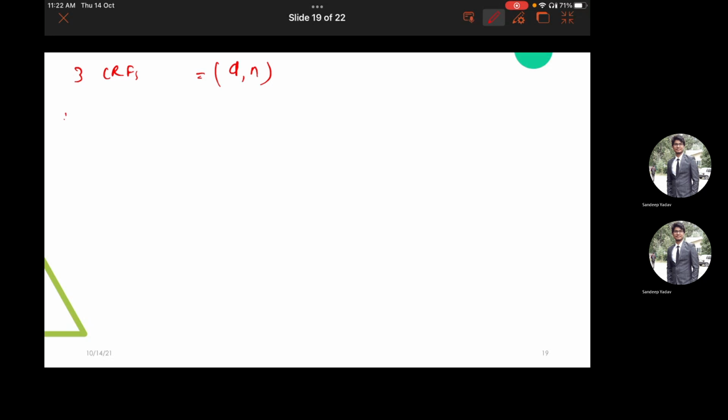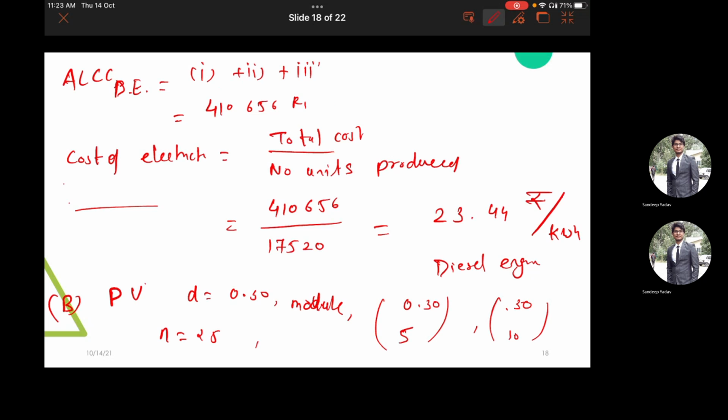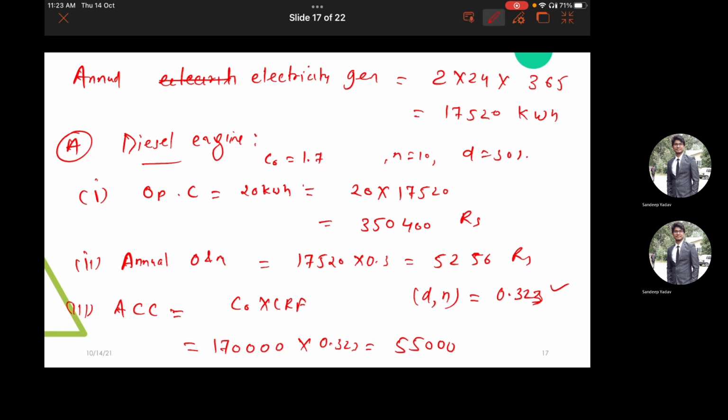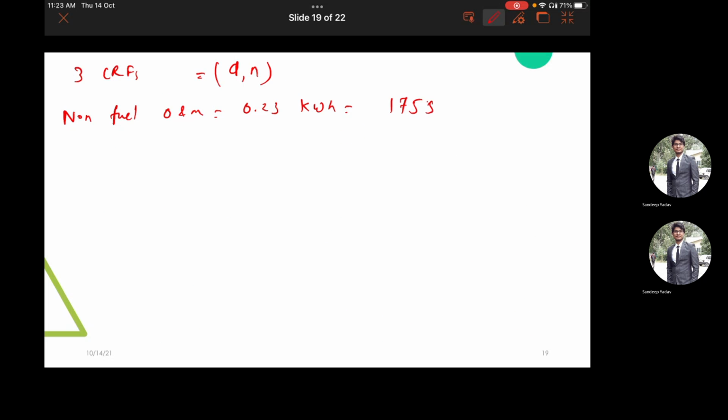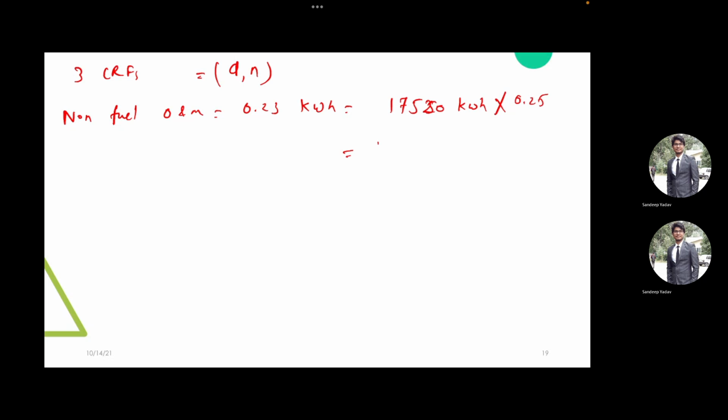Here it is given like non-fuel operation and maintenance cost is 0.25 per kilowatt hour. If you multiply by 17520 kilowatt hour into 0.25, that will be 4380. That is our first cost.